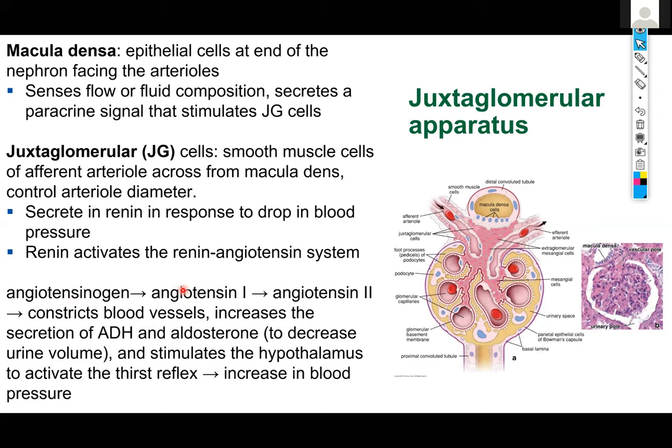Angiotensin 1 is converted from this form in the blood. Angiotensin 1 is converted to angiotensin 2 in the lungs. And then angiotensin 2 is a potent vasoconstrictor, and it initiates the secretion of antidiuretic hormone from the posterior pituitary and aldosterone from the adrenal cortex.